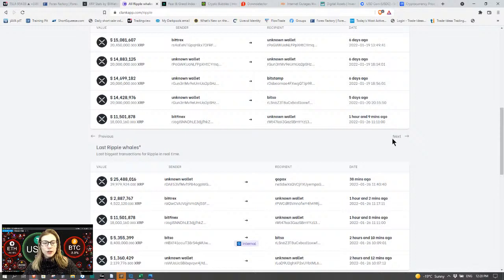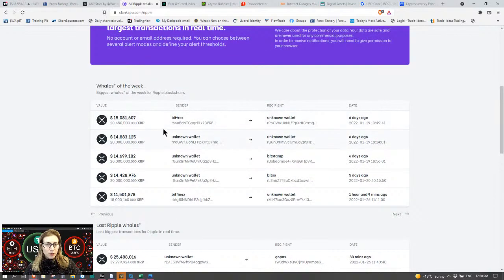We can continue and look back and see, okay, Bittrex, 20 million, Bittrex to an unknown wallet. Then we can see we had the 20 million from the unknown wallet to this unknown wallet that then went to this unknown wallet over here.